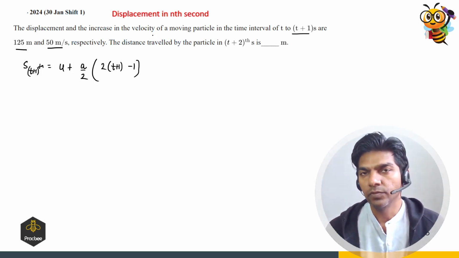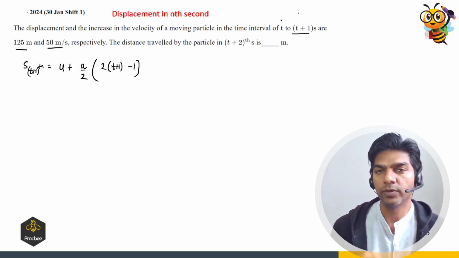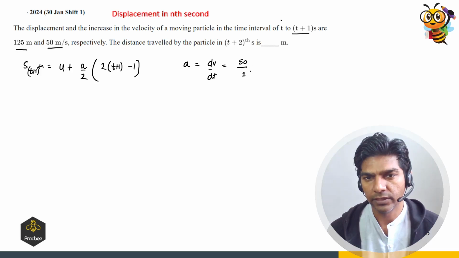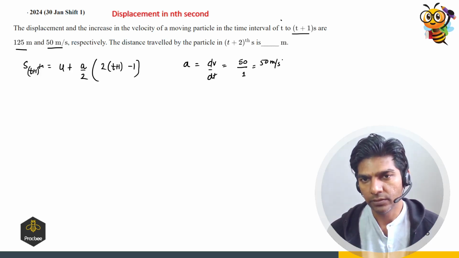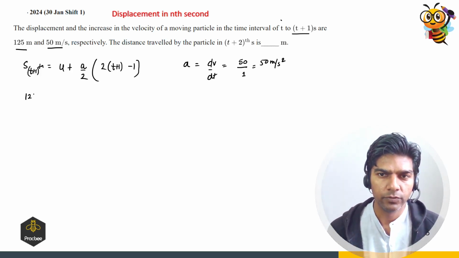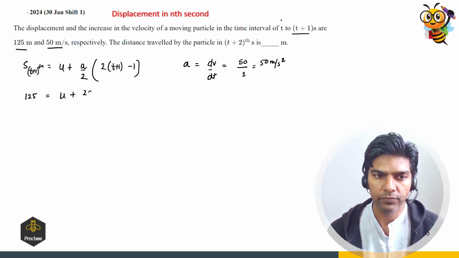And increase in velocity is also given. It is from t to t plus 1. So in 1 second, the velocity has increased by 50 meters per second. So we can say acceleration is dv by dt. So that will be 50 divided by 1 second, which is 50 meters per second square. So we got the acceleration. And this is given as 125 meters. u plus a by 2 is 25. Then it will be 2 times t plus 1 minus 1.